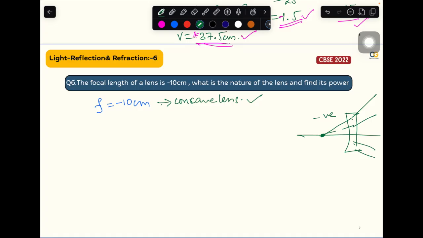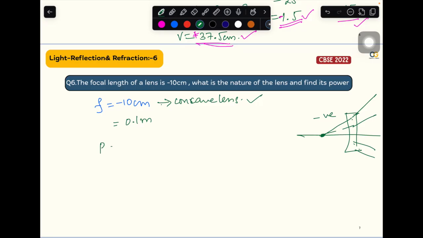Now we have to find the power. To find the power, again the simple thing that we all miss is converting centimeters to meters, because the unit of power, the diopter, is 1 by meter. So you have to convert this into meters. So 10 centimeters is nothing but 0.1 meters.